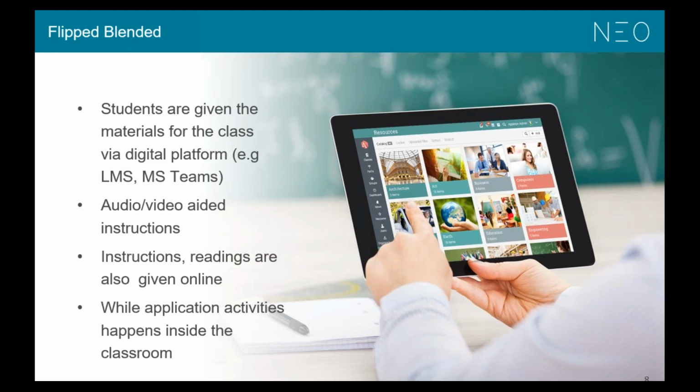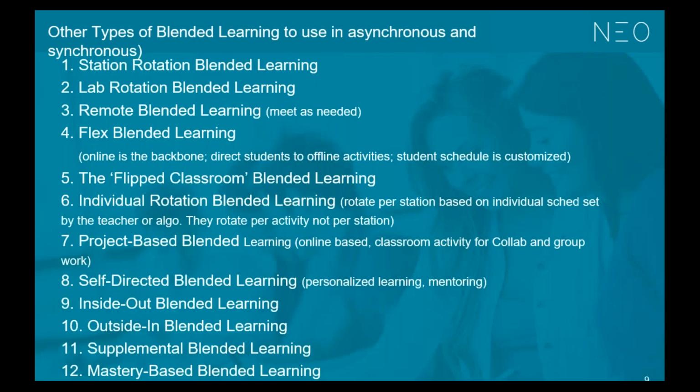So the other types are these. We will not go through them one by one because there are other types of blended or hybrid learning that you can use in the classroom. These are just some of those types. So we have station rotation, lab rotation, remote blended, flex blended, flip, individual rotation. All of these are types of blended learning that you can use in a synchronous or asynchronous way through the help of a learning management system.